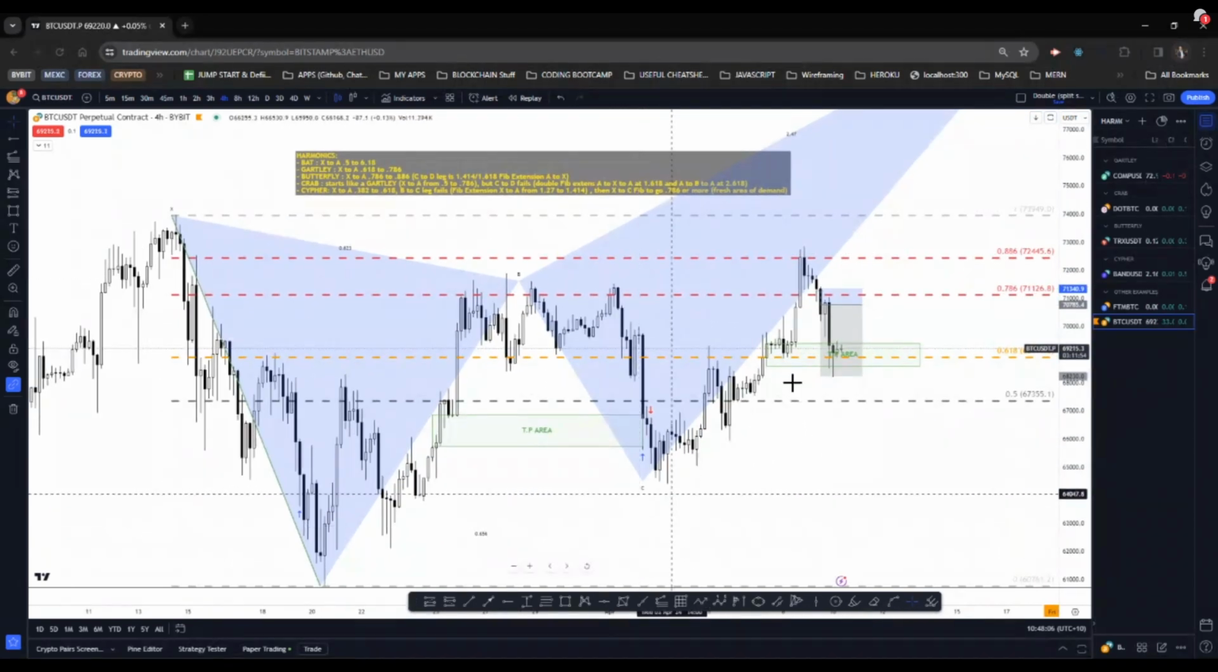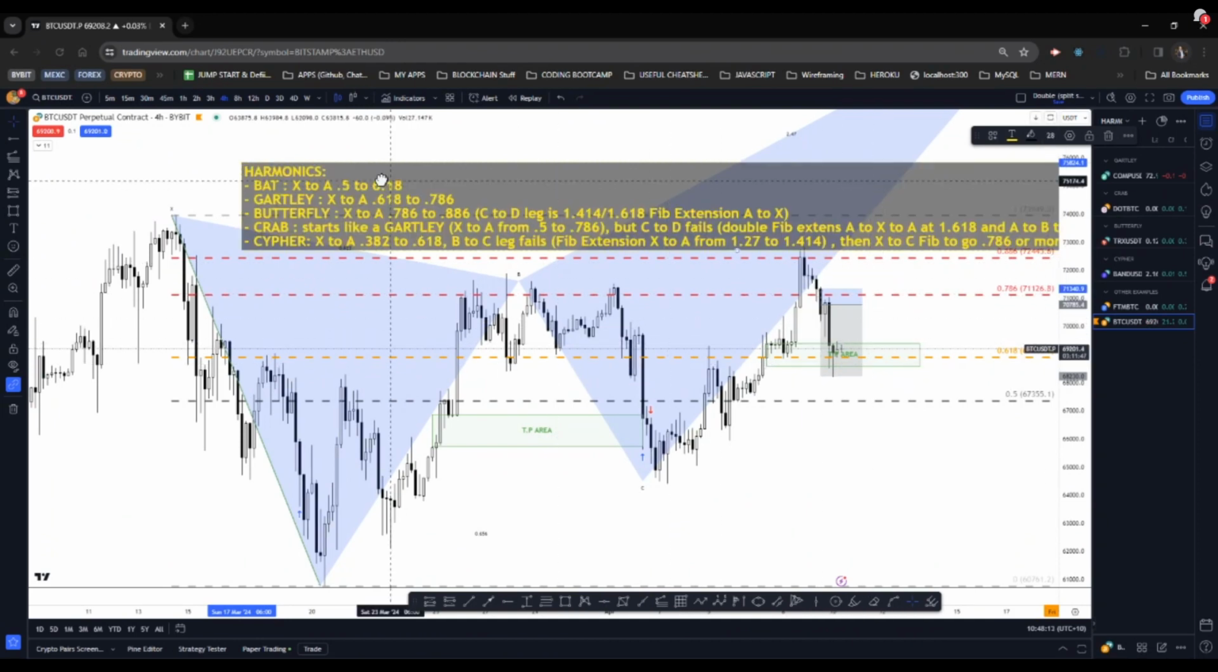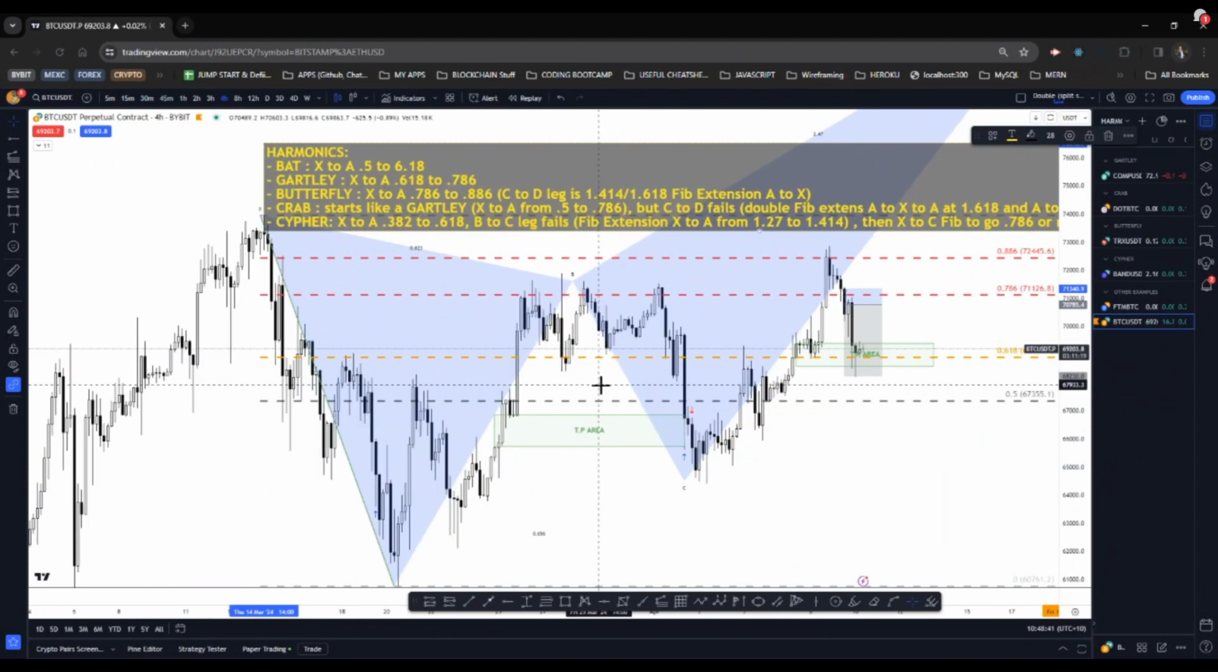Number two rule is probably just always keep in mind these levels, which I'm happy to send to everyone. For the bat, we don't want to retrace over the 618. In fact, we don't even want to touch it. When a bat fails, it becomes a Gartley because it touches the 618. When the Gartley fails, it becomes a butterfly because it touches and goes above the 786. And when the butterfly happens, the X to A leg also fails because we go higher, and that's when we start using our fib extensions.